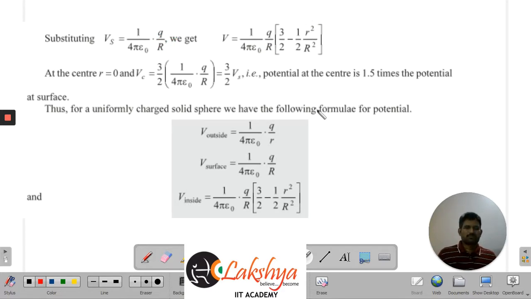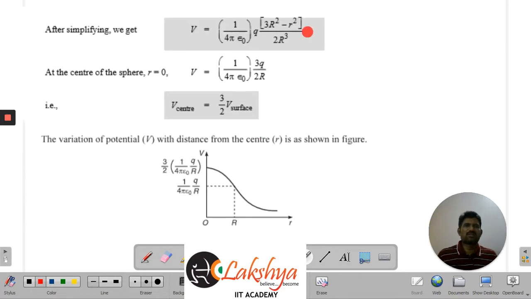Generally we write this expression like this: V is equal to 1 by 4 pi epsilon naught into q, we are writing outside, then (3R square minus r square) by 2R cube. That means in terms of k, we write this expression as V is equal to k into q by 2R cube into (3R square minus small r square). Generally we express this expression like this, with that k value I mentioned here.